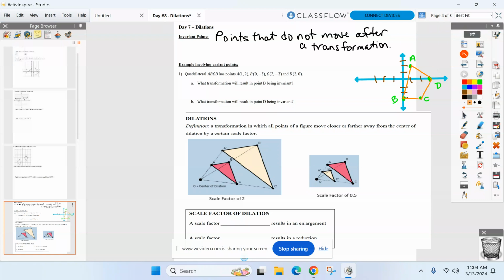Here's what I'm asking. Name a transformation. We've gone over three. Name a transformation where point B is going to be invariant. It's not going to move. Now, let's take all the funny business out of it. Please do not give me a translation of (0, 0), a rotation of 360 or 0, or a rotation around point B of any degree measure. It won't go anywhere. Let's get more detail, please.